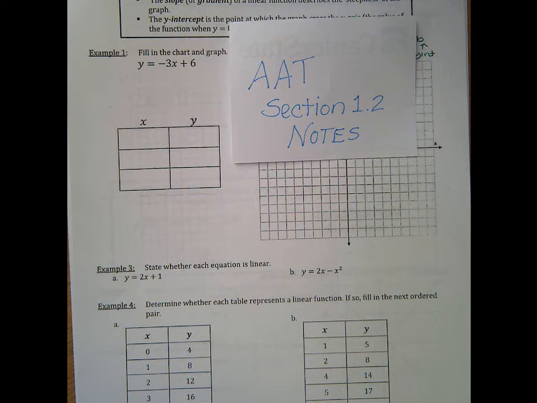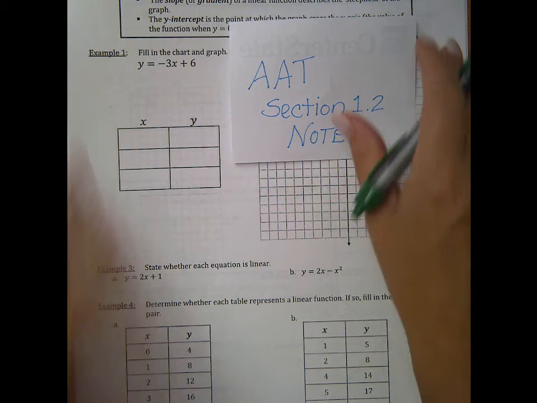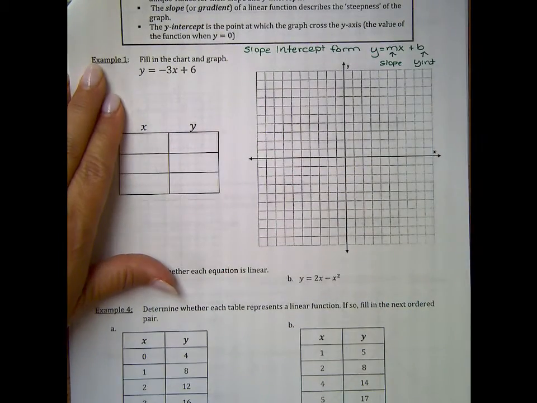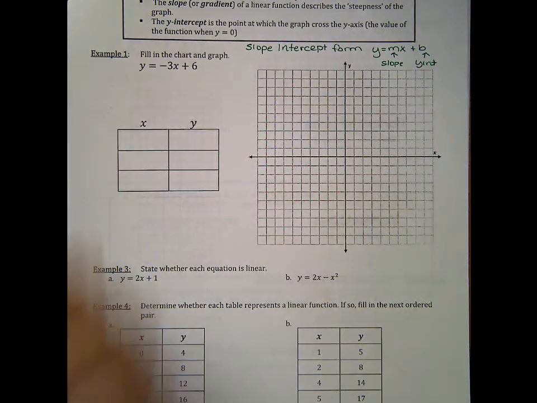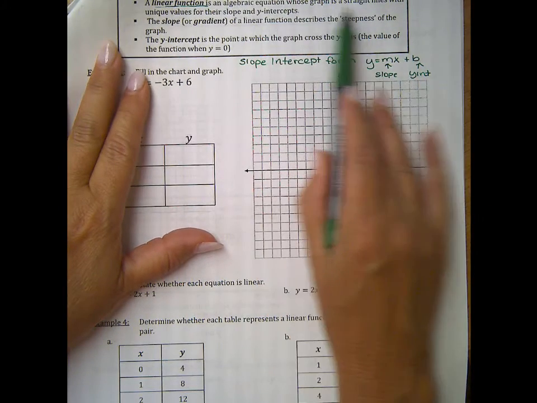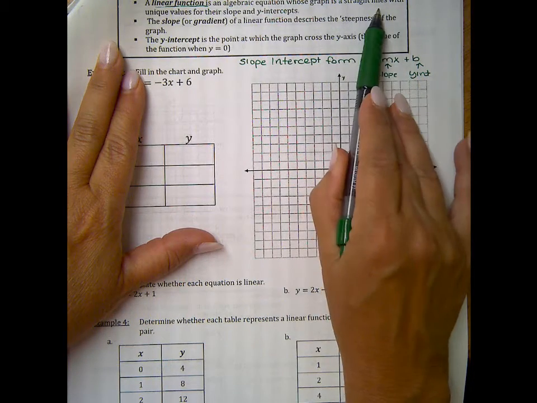Hi guys, this is AAT section 1.2 notes, and we are working on graphing linear functions. This should be a total review from Algebra 1 and Algebra 2, so we're going to go through it pretty quick. A linear function is an algebraic equation whose graph is a straight line, or just a line.